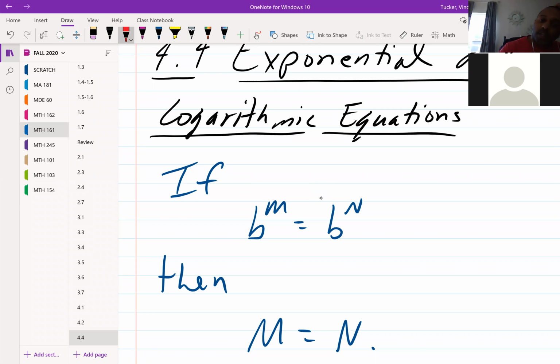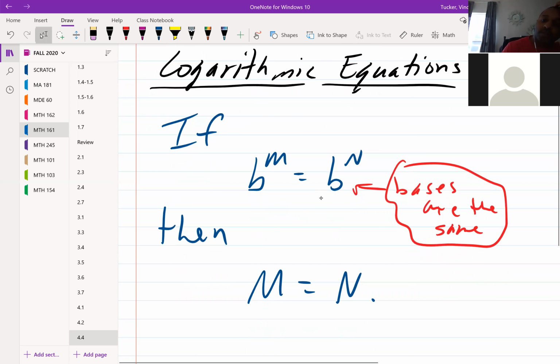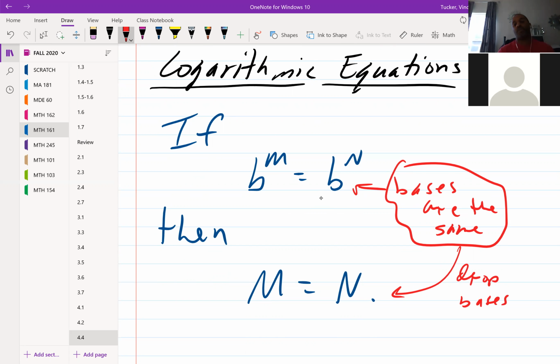Notice here it's saying that if our bases are the same, notice that b to the m equal to b to the n. So if your bases are the same, then you can drop the bases and just have your exponents. And then you can solve from there. But once again, you can only do that if your bases are the same.